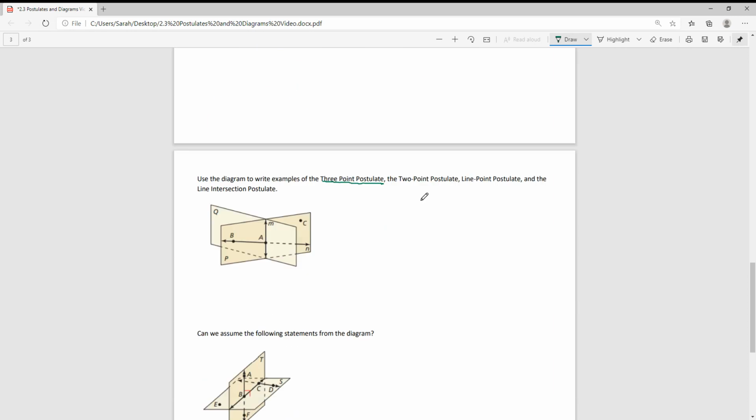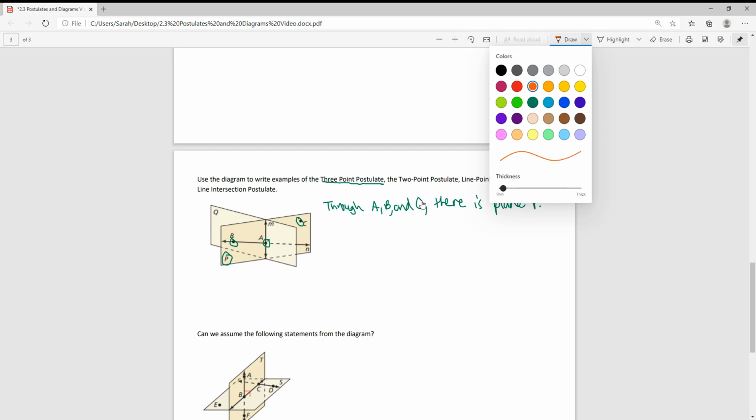So let's find 3 non-collinear points. I have A, B, and C. So through A, B, and C, there is a plane. What plane involves all 3 of those points, A and B and C? That would be plane P. Or you could say plane P contains all 3 of those points.